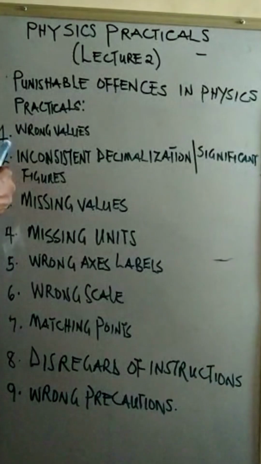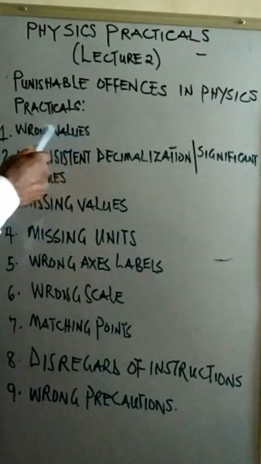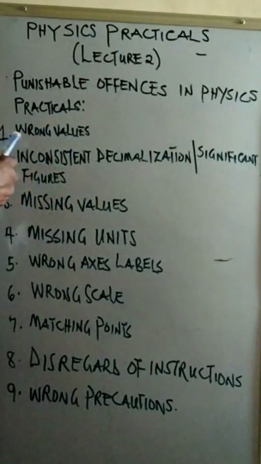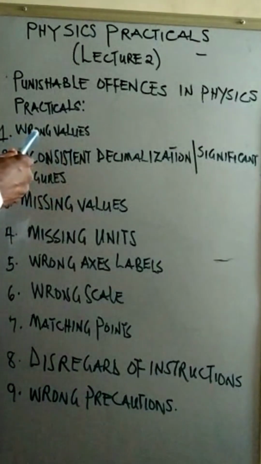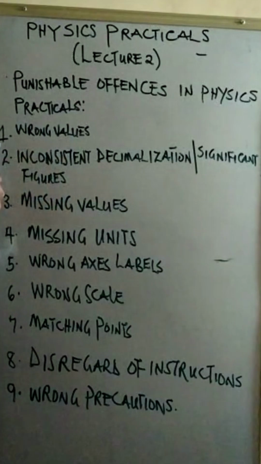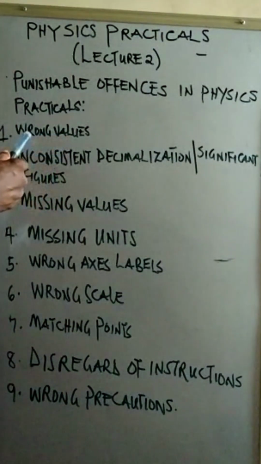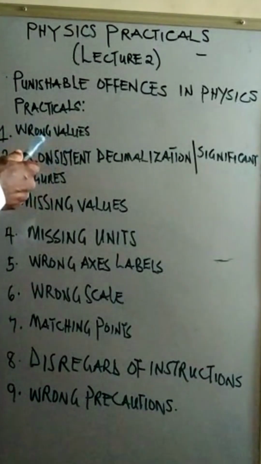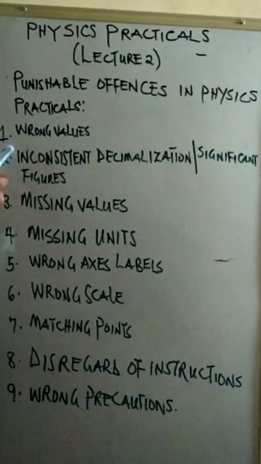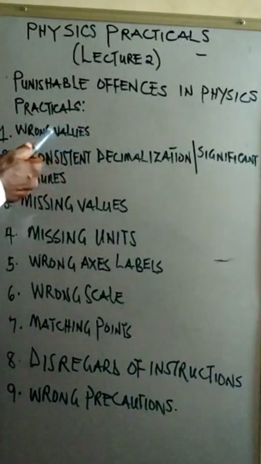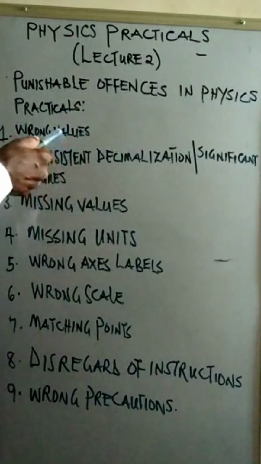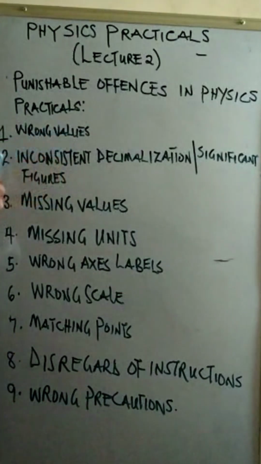The first offense is wrong values, especially in the external exam, where the experiments are already performed before you're asked to do them or to have a review of them. So if you take a reading that is not correct, you'll be wrong. But that does not exactly apply to the internal exam.